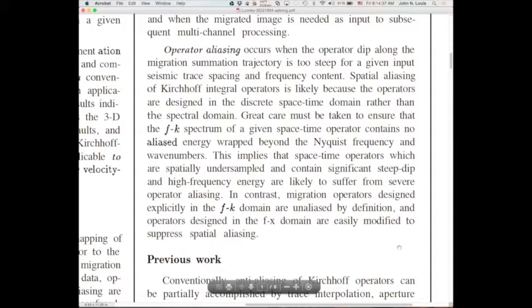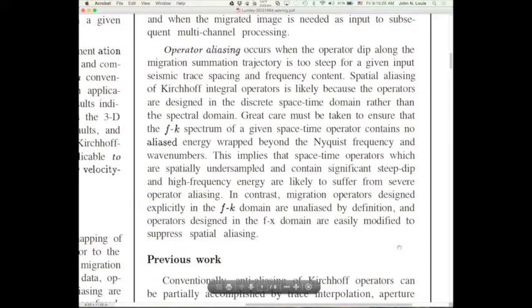Okay, so the operator has a dip. The ellipsoids have a dip, and the migration summation trajectory is too steep for a given seismic trace spacing and frequency content. Or you could say that the frequency content is too high for the seismic trace spacing and the steepness of the operator. And this spatial aliasing occurs throughout our operators.